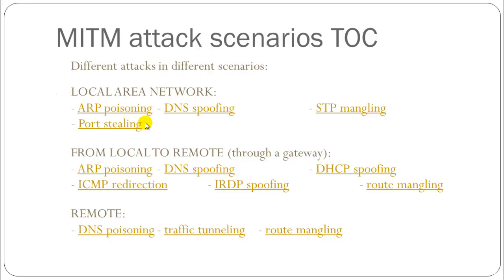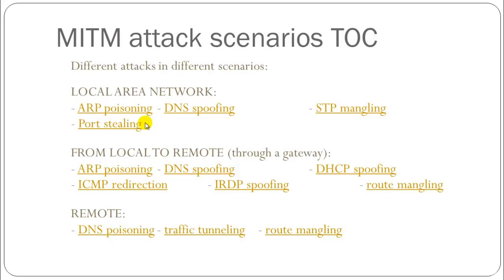That is local area network. That means it's not on the internet, it's just inside the company. You can say it's like the intranet, for example. So these are the different types of attack: ARP poisoning, DNS spoofing, STP mangling, and port stealing.